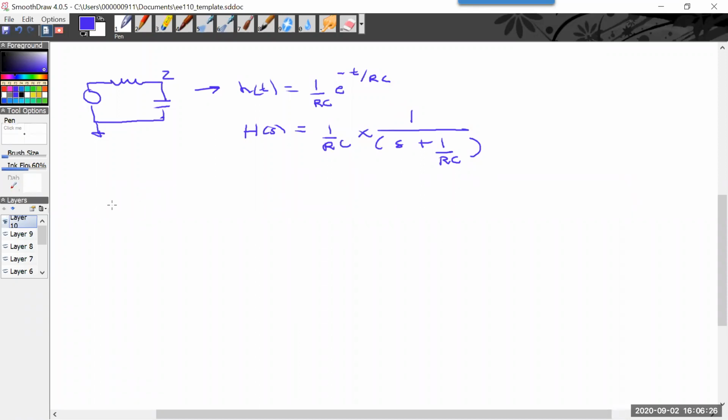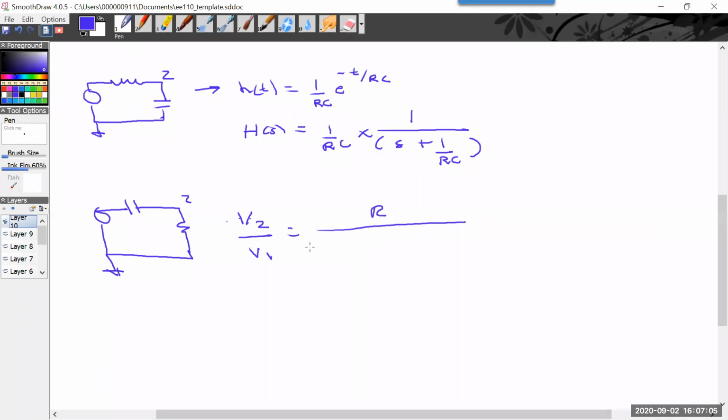All right. Now, what if we had this? There's more than one way to do this. But if we look at the voltage division here, V2 over V1 will equal R.